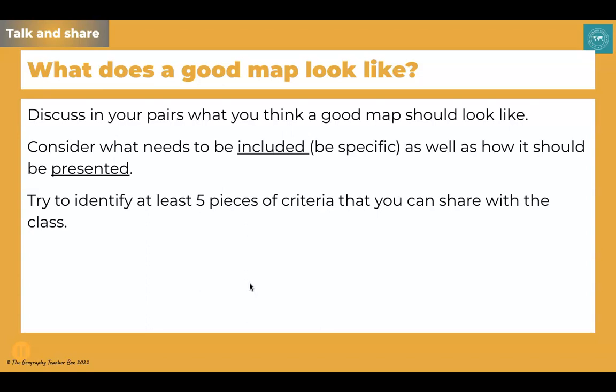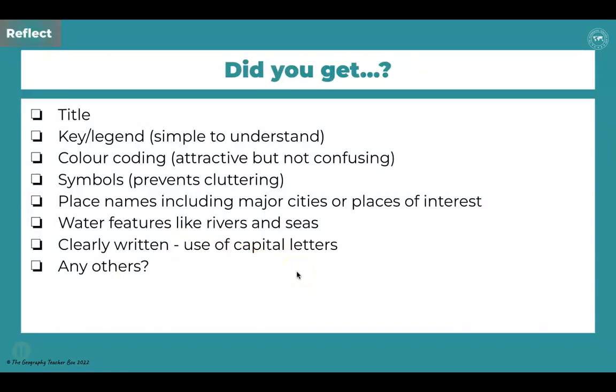Okay, so hopefully you've had a good go at coming up with your criteria, and I'm sure you've got at least 5 different pieces of criteria, maybe even more. So I'd like you to compare them with this list. One of the first things a map will need is a title. What does the map actually show? Without that, it's a little bit tricky to understand it.